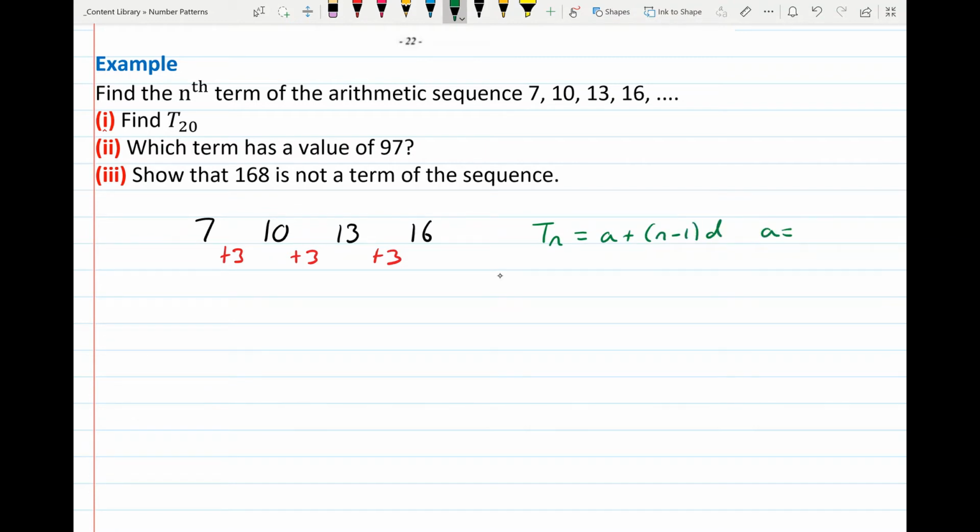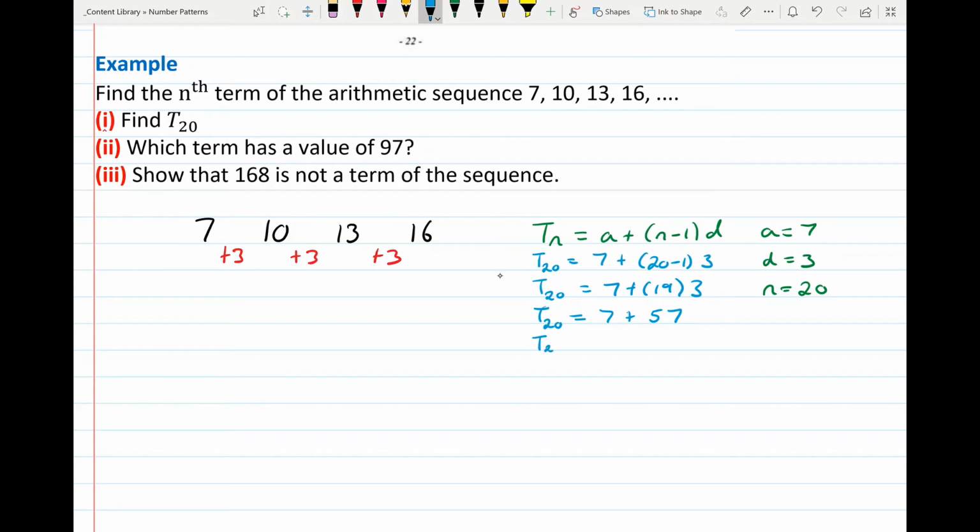The first term is going to be 7, the difference is 3, n, well, question 1 I suppose asked us to find term 20, T20, so n is going to be 20. Let's fill that in. T20 equals 7 plus 20 minus 1 times 3, the difference. 20 minus 1 is 19. 19 times 3. T20 equals 64. So the 20th term in this sequence has a value of 64.